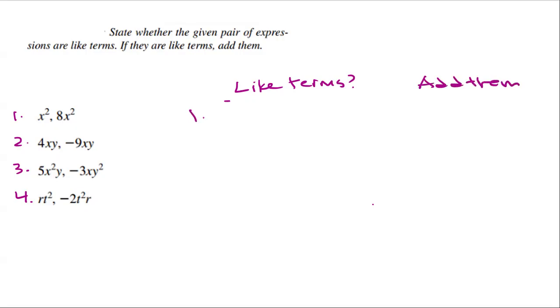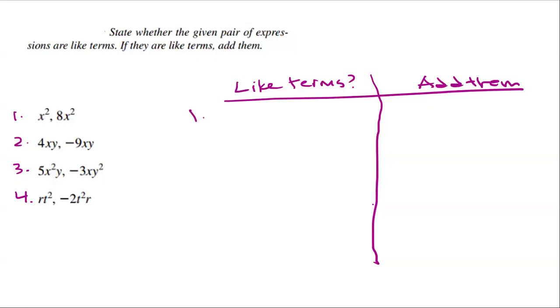So let's look at number 1. Is number 1, are they like terms? Despite the coefficient. Yes, right? These are like terms. You have x squared and then x squared. They're like terms. This is 1. So they're like terms. Yes, they are like terms.